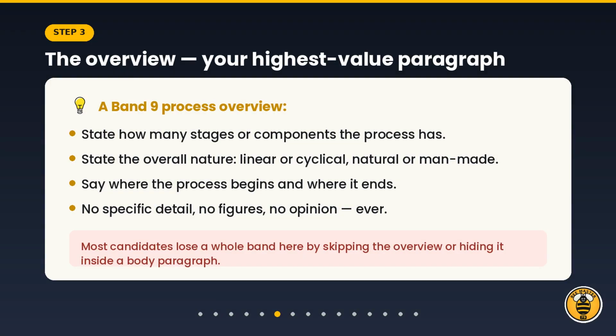The overview is the single most valuable paragraph in Task 1. For a process, a Band 9 overview does 2 things. It states how many stages or components there are, and it states the overall nature of the process. Is it linear or cyclical? Where does it begin, and where does it end? Never put specific detail in the overview, and never give your opinion.